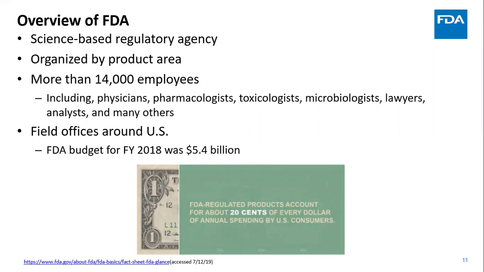The U.S. FDA is a science-based regulatory agency that is organized by product area. The agency grew from a single chemist in the U.S. Department of Agriculture in 1862 to a staff of over 14,000 employees and a fiscal year 2018 budget of $5.4 million in total resources. FDA staff is comprised of chemists, physicians, pharmacologists, toxicologists, microbiologists, veterinarians, pharmacists, lawyers, and many others.